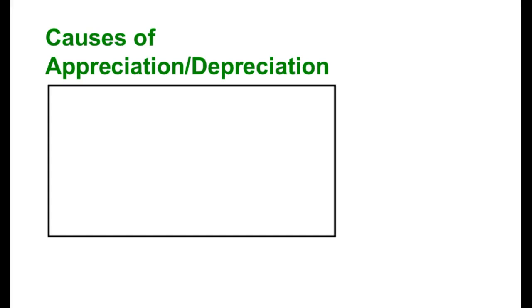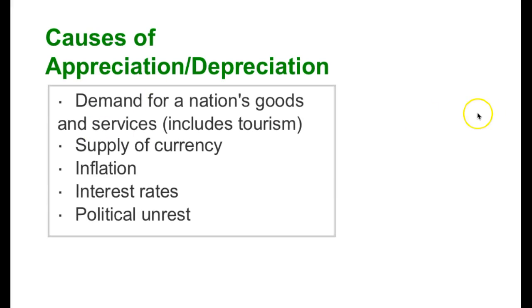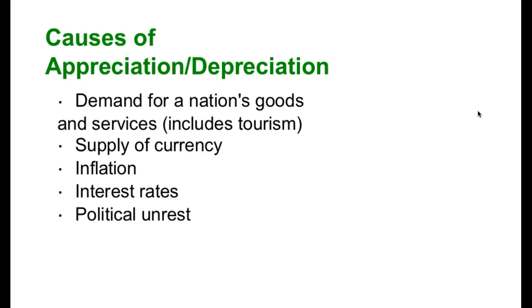There are a number of things that can cause these shifts, a number of things that can cause appreciation or depreciation, and there's a little list here. So demand for a nation's goods and services, like the cheese, or demand for tourism. The supply of currency, for example, if there's just more currency available in a particular country. If there's more dollar bills floating around, there will probably be more dollars supplied in exchange for euros or yen or pesos. Inflation. So inflation is the loss of a currency's value within the country. Depreciation is the currency's loss of value internationally.